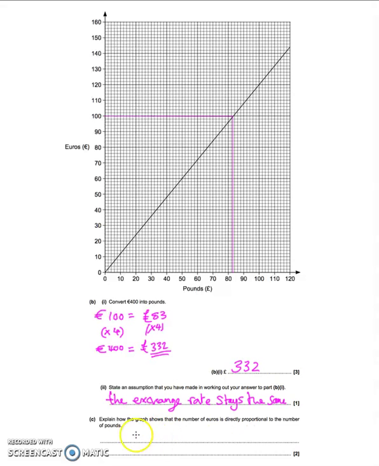And then in part C, you've got to explain how the graph shows that the number of euros is directly proportional to the number of pounds. There are 2 things that will get you the marks here. The first thing is that it starts at 0, 0. And then the second thing is that it is a straight line. So write those 2 things, and you get both marks. And that's the end of the paper.